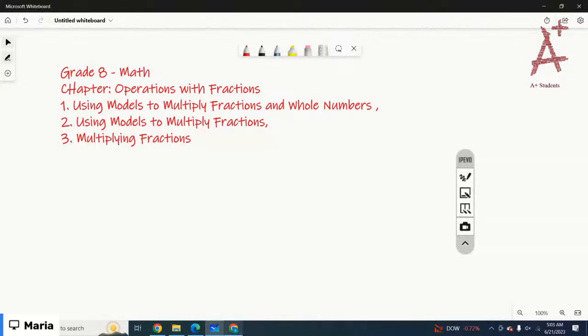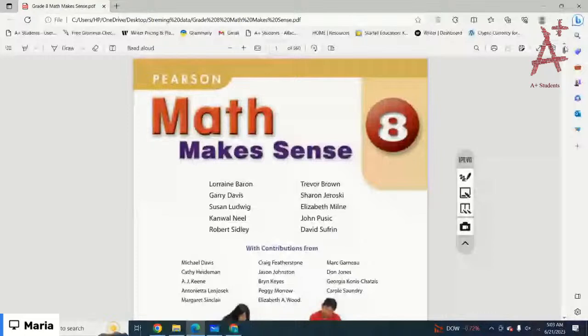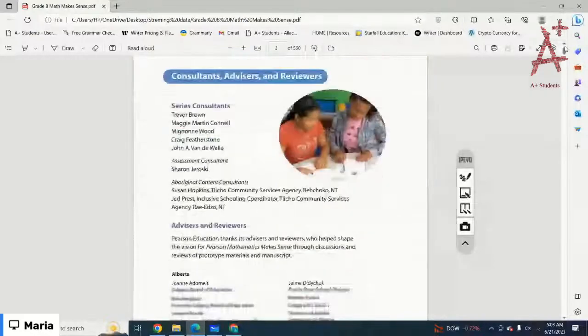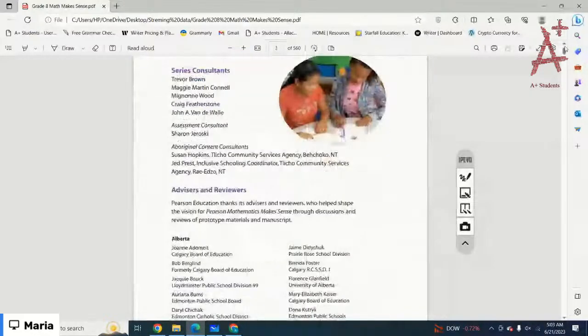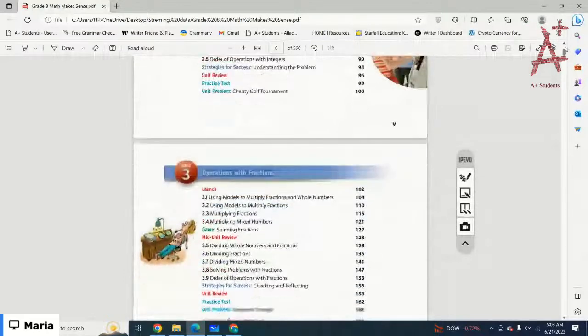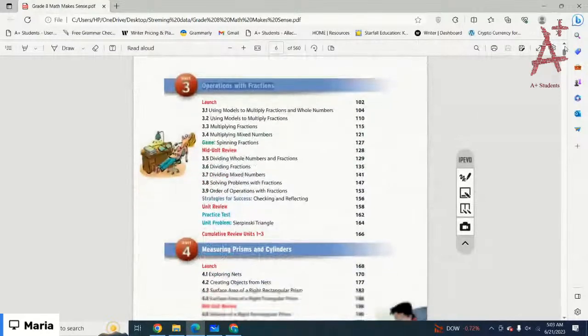So we are working on the book Grade 8 Math Makes Sense. We're going to start chapter 3 today, that is operations with fractions. And here is the list of the lessons we're going to cover today in the chapter. So let's start with the third chapter.